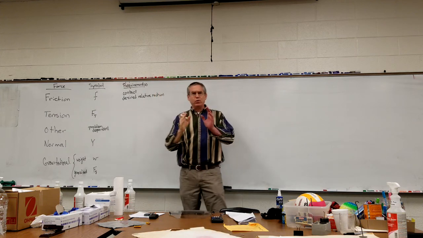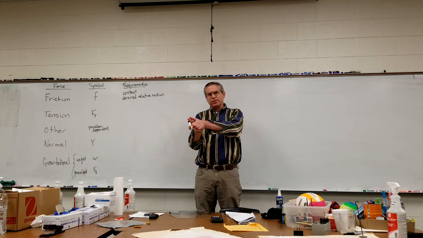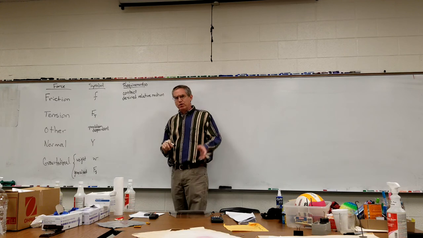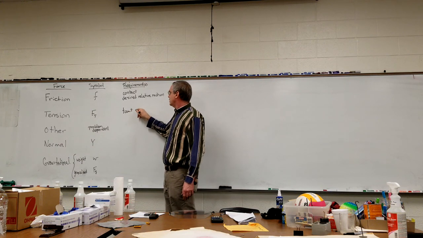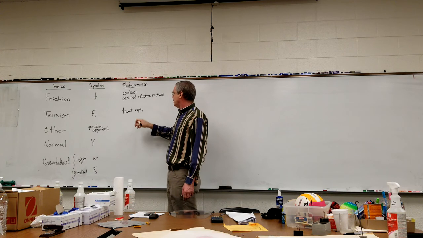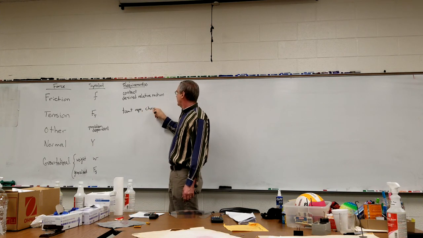In other words, I have two objects that are touching each other, and if it were frictionless, would one object slide against the other one? That's the key question there. And we'll talk about desired relative motion as we go. Tension requires a taut rope, chain. It's a pulling force, so something that has to be pulling, rope, chain, etc.